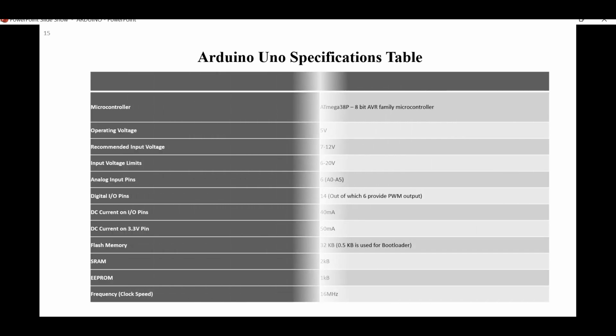Some of the specifications of Arduino. We have a table for the specifications of Arduino. In this, first of all, the Arduino microcontroller is ATmega328P, and next the operating voltage is 5 volts, and input voltage is 7 to 12 volts, analog pins are 6, digital pins are 14, and it has flash memory of 32 KB.